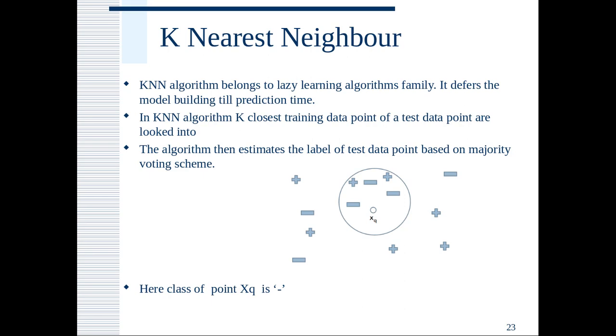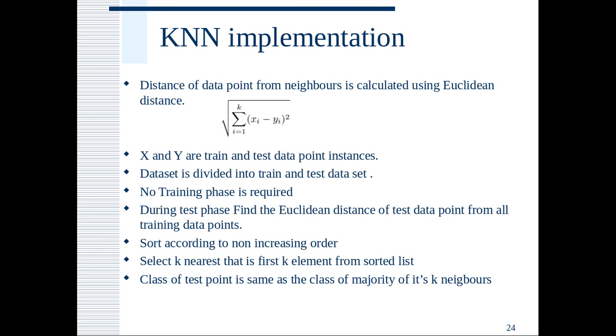Let us now discuss the implementation. To calculate the distance between the test data point and the training data point, I have used Euclidean distance. The formula is shown here. Here x and y are test and train data instances. The dataset is divided into test and training datasets based on a 70-30 split. There is no training phase required because this is a lazy algorithm.